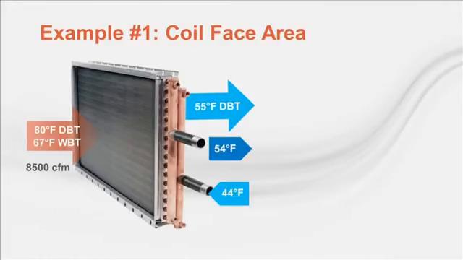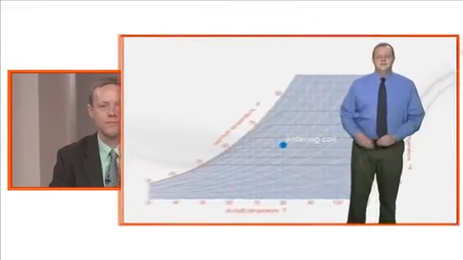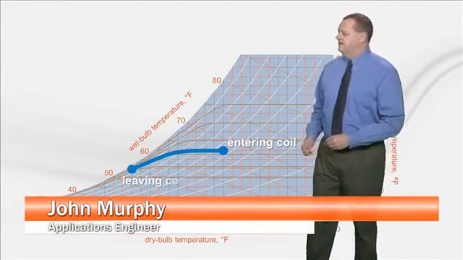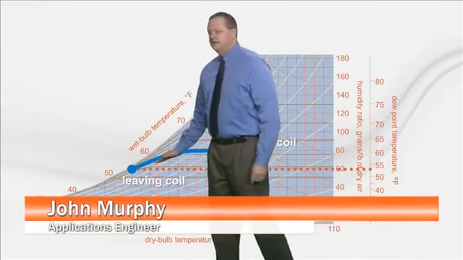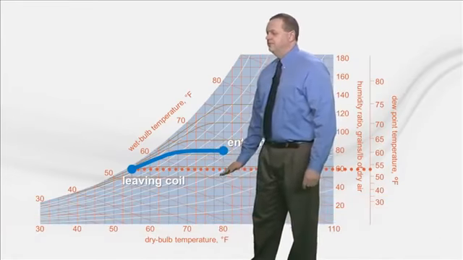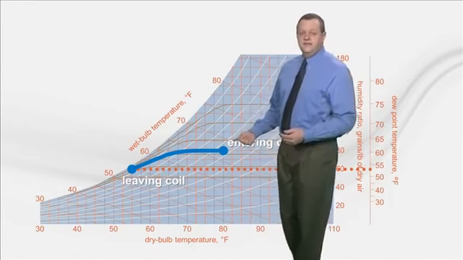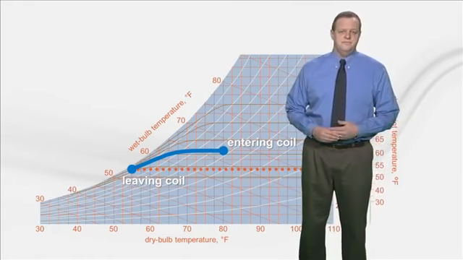And for now, we'll assume an entering water temperature of 44 degrees with a 10-degree temperature rise. Let's start by looking at the required capacity. So here's the condition of the entering air plotted on a psych chart. As this air travels through the cooling coil and is cooled down to 55 degrees, it gets cooled below its dew point, so water vapor condenses out of the air. Therefore, in this case, we do need to be concerned about moisture carryover with this selection.